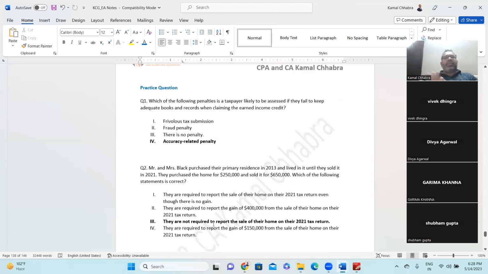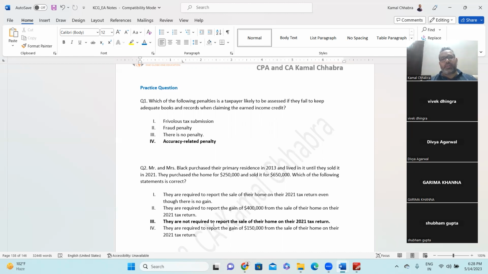Which of the following penalties is a taxpayer likely to be assessed if they fail to keep adequate books and records when claiming the earned income credit? First one is frivolous tax submission. Second is fraud penalty. Third is no penalty. And fourth is accuracy-related penalty.